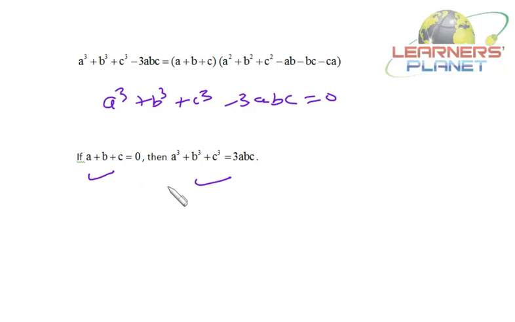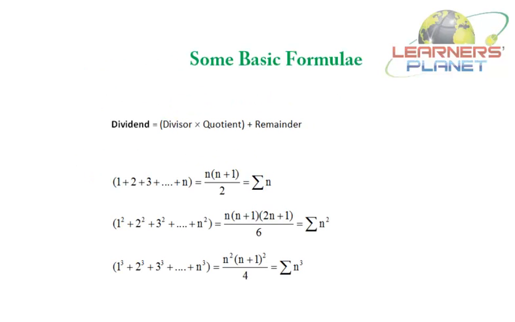Okay friends, so this concept or this formula can be used various times in various questions. So we'll be covering the same in our problem solving sessions. Let's discuss the next formula. As we know, dividend is equal to divisor into quotient plus remainder. We'll be using the same while solving multiple choice questions.